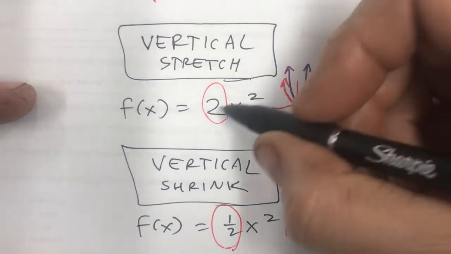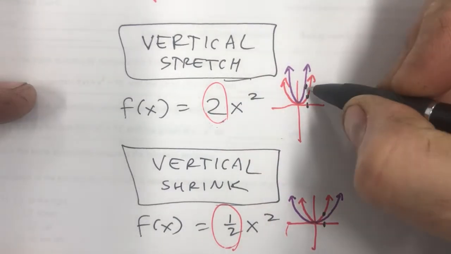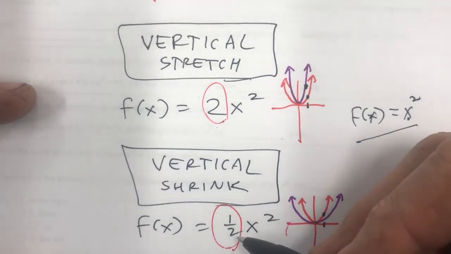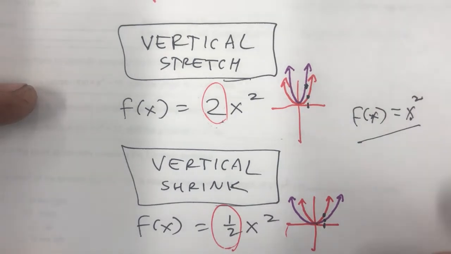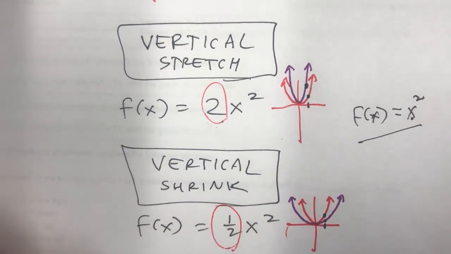Well, when you stretch it by 2, when you go over 1, you go up 2. And that's where the graph would be. Whereas here, when you have 1/2, when I go over 1, I go up 1/2. So that's how the multiplier affects it, and it shrinks it or it stretches it vertically. Okay, so we have to recognize those. But they're just multipliers to the x squared or to the x, whatever function it is you're talking about.